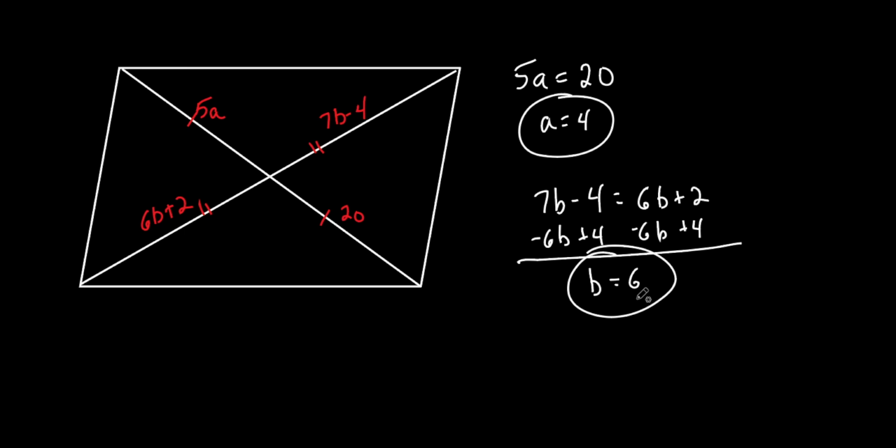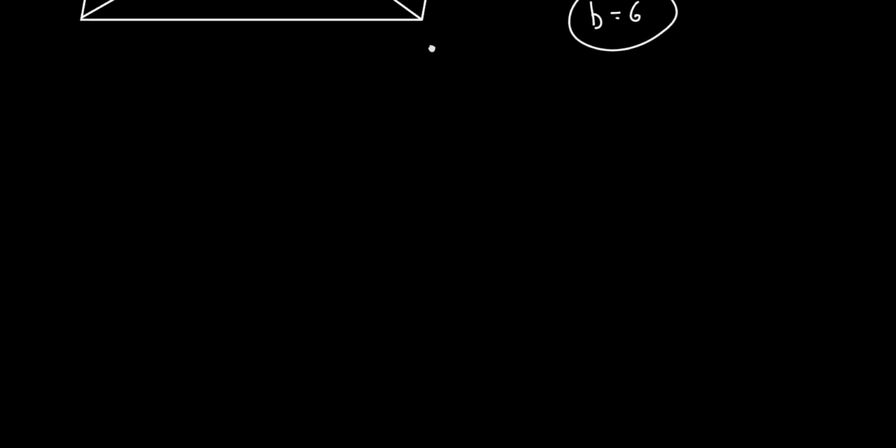So if a is equal to 4 and b is equal to 6, then this thing is a parallelogram. Good. I think we're catching on, aren't we? Do we have time to do another one? Yep, let's do it.